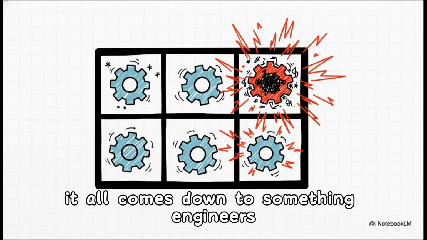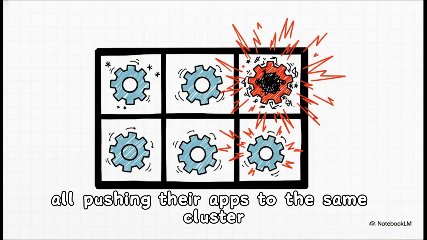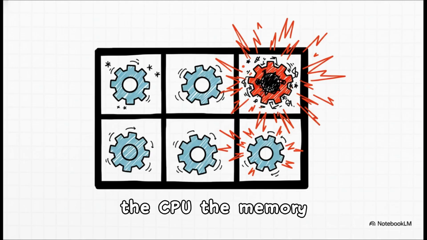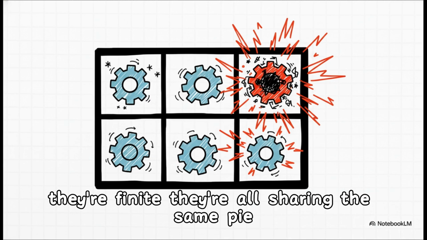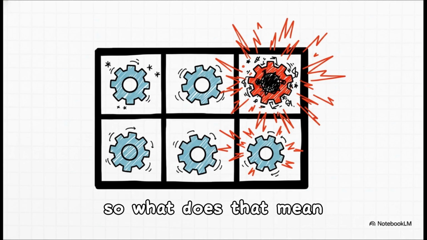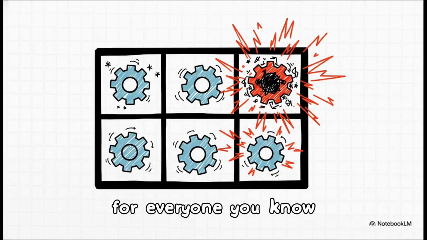It all comes down to something engineers call the noisy neighbor problem. You've got multiple teams all pushing their apps to the same cluster. And remember, the resources, the CPU, the memory, they're finite. They're all sharing the same pie. And the network can become a total free-for-all. So what does that mean? It means one misbehaving application can literally bring down the whole system for everyone.